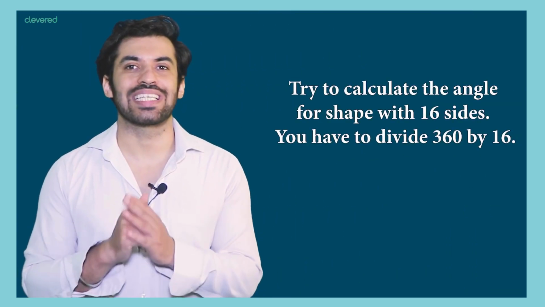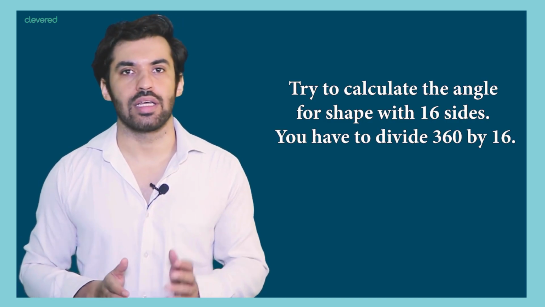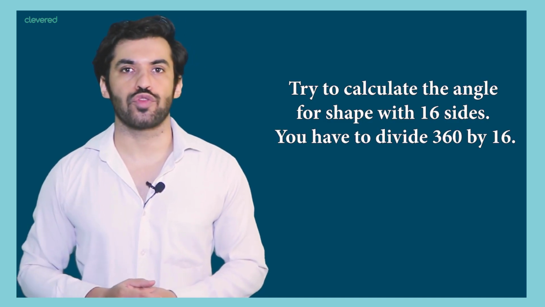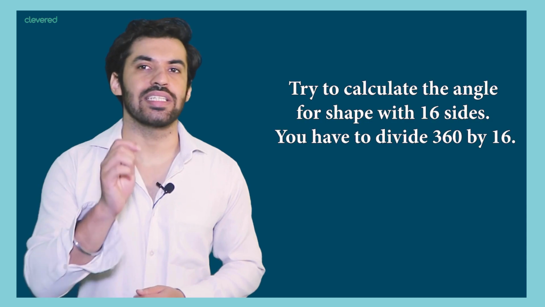Now let's try to calculate the angle for shapes with 16 sides. You have to divide 360 by 16. Then read the instructions from the practice section and do the coding to print the shape with 16 sides.